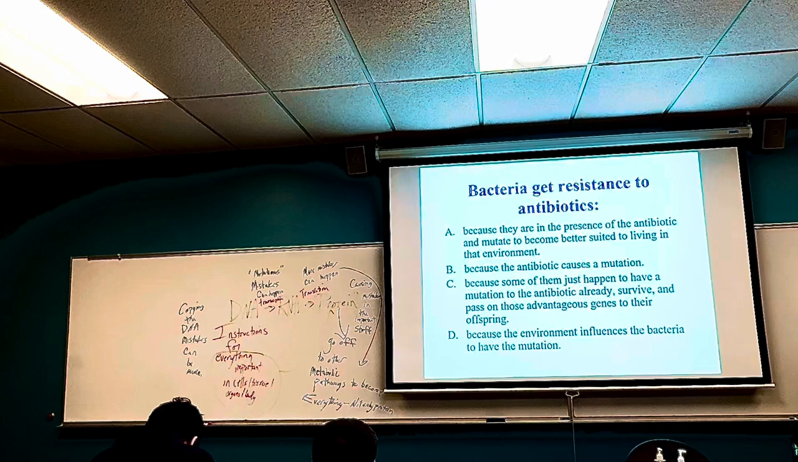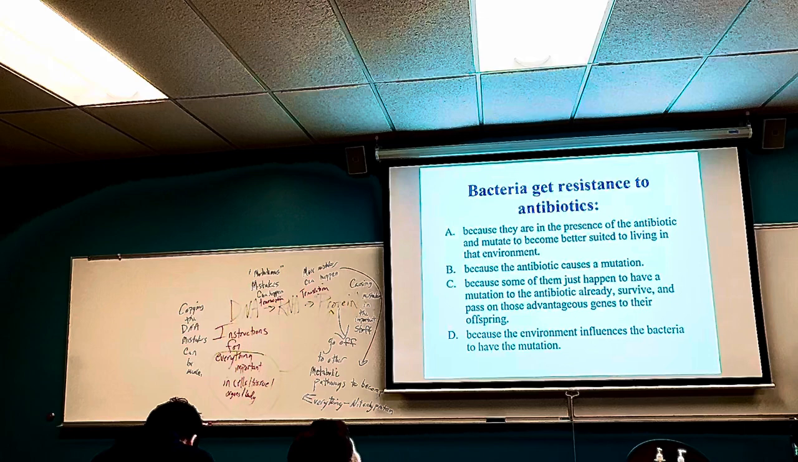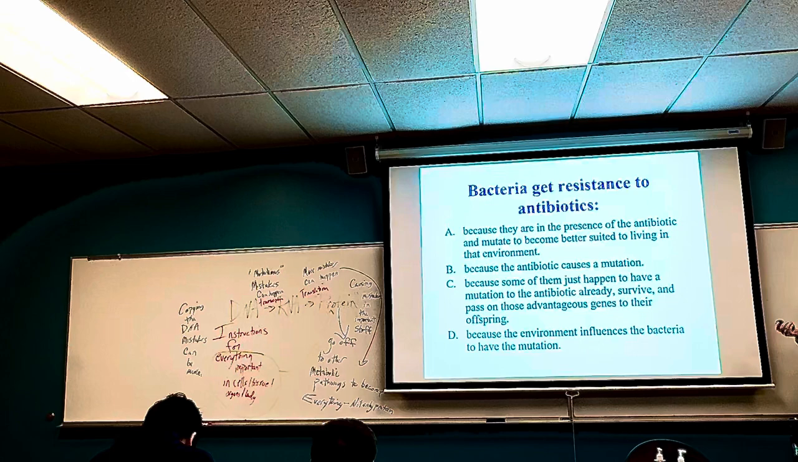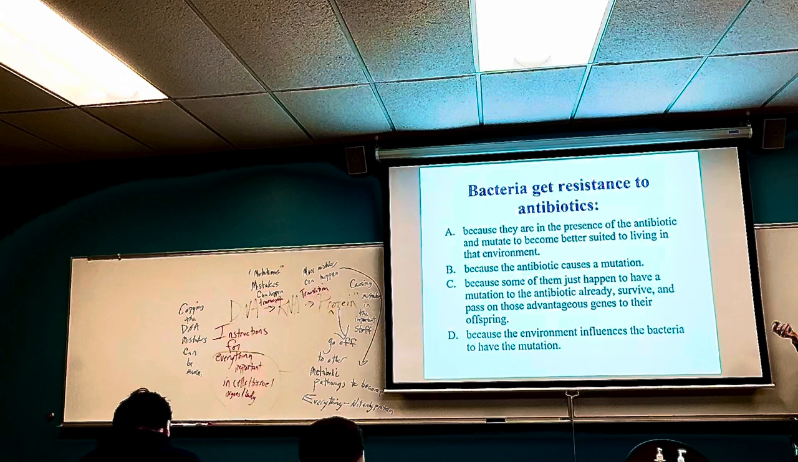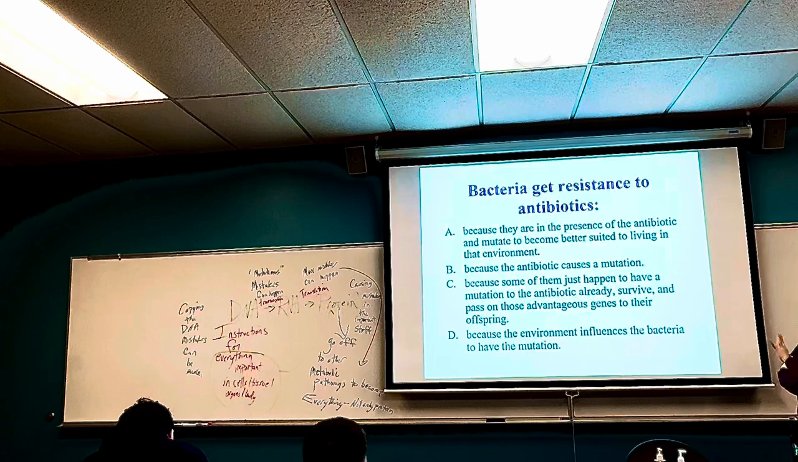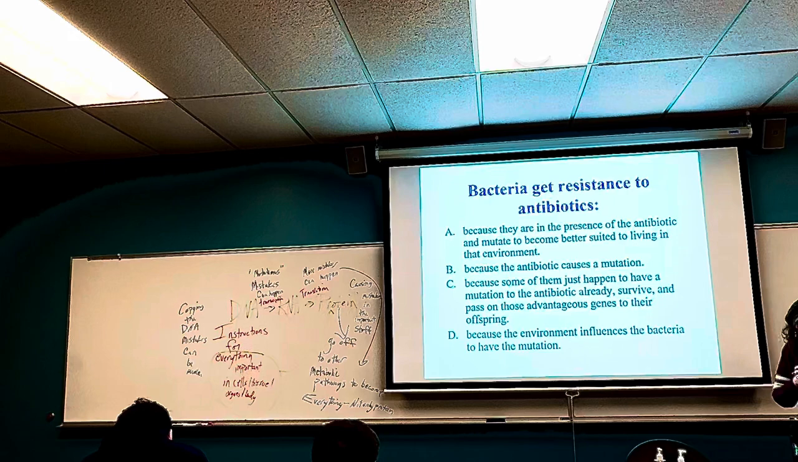So let's go through these. Bacteria get resistant to antibiotics because they are in the presence of the antibiotic and mutate to become better suited to living in the environment. Can they will themselves to mutate in a given environment? No. Even though that sounds pretty good, it's a nice long answer, no. This means that once they encounter the antibiotic, they're like, come on, let's get resistance to it. You can't do that. You can't will a mutation.